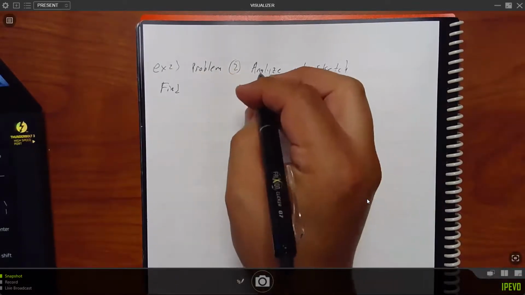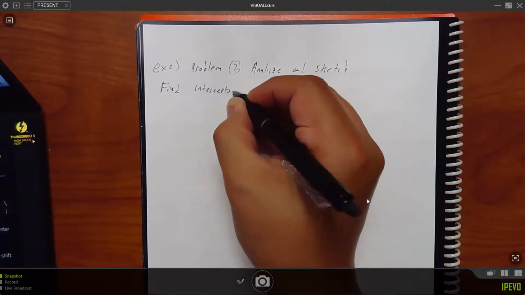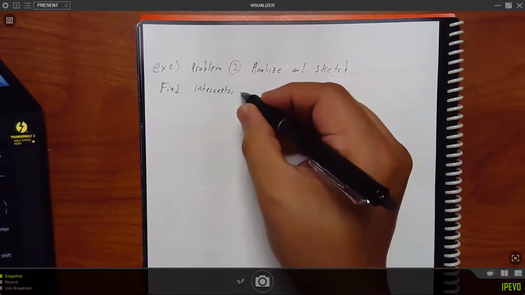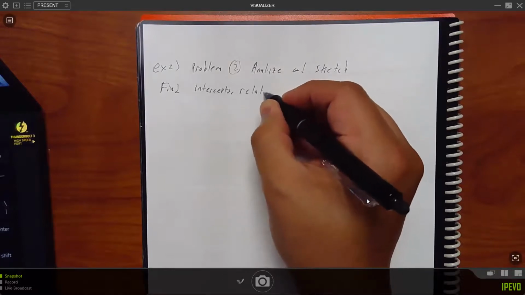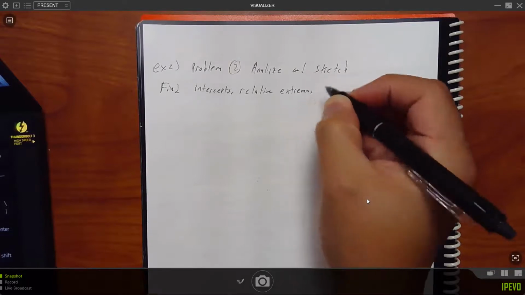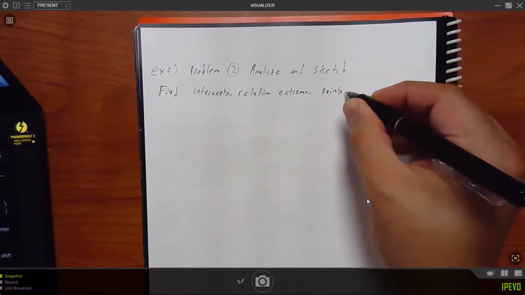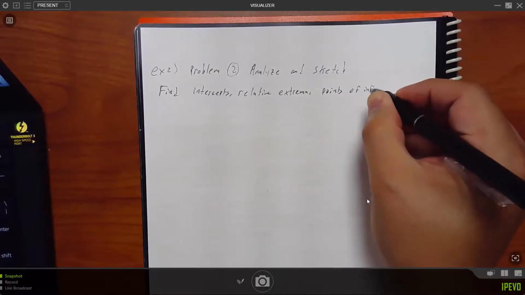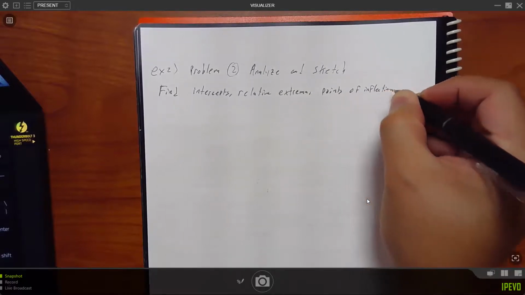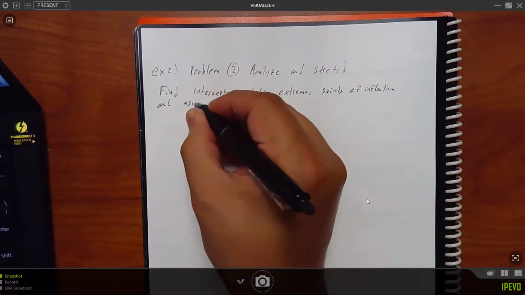So find intercepts, relative extrema, points of inflection, and asymptotes.